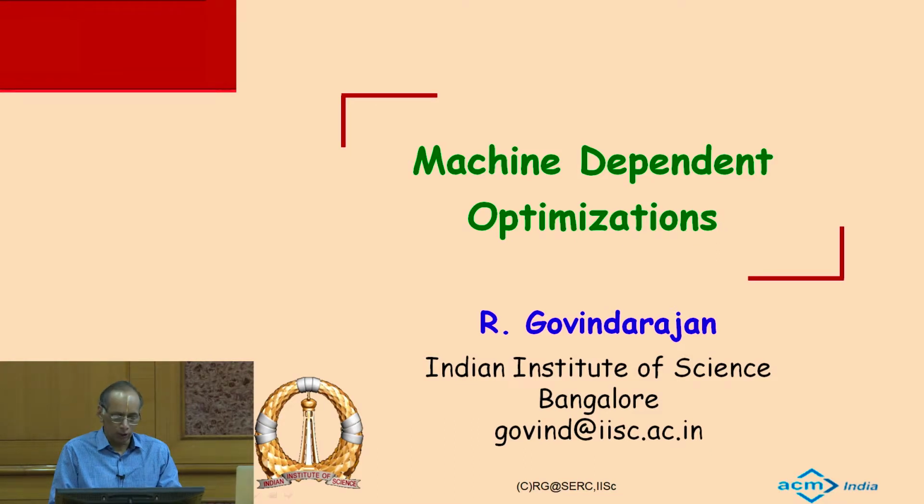Okay, so let's see what we are going to do. My name is Govindarajan. I am from Indian Institute of Science, Bangalore. My research work is primarily in computer architecture and compilers. And I do things which are pretty much in the back end of the compiler.